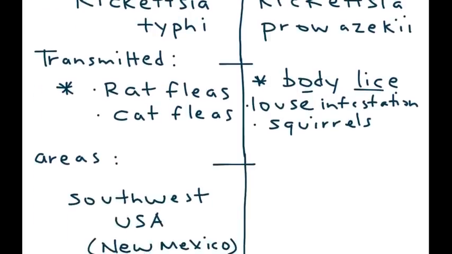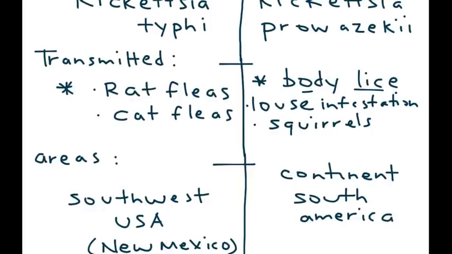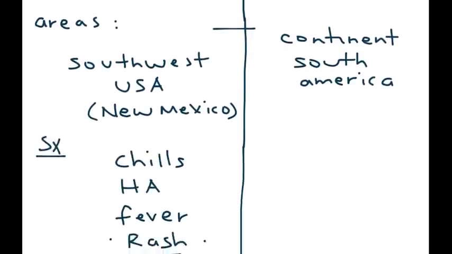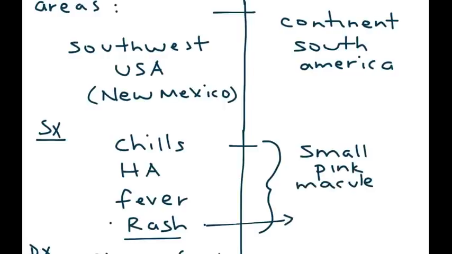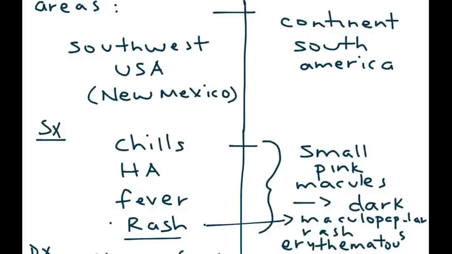In terms of areas, the continent of South America is often mentioned. Notice, not the southern part of America, but the continent of South America. Symptoms are identical, same as endemic typhus, but in particular, the rash is also a helpful characteristic physical exam finding. Usually they're initially small pink macules, and then later they can progress to a darker maculopapular rash that is erythematous.